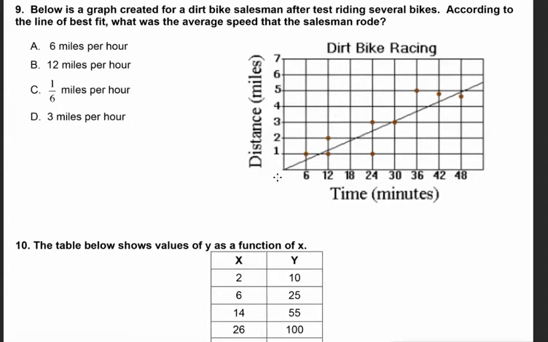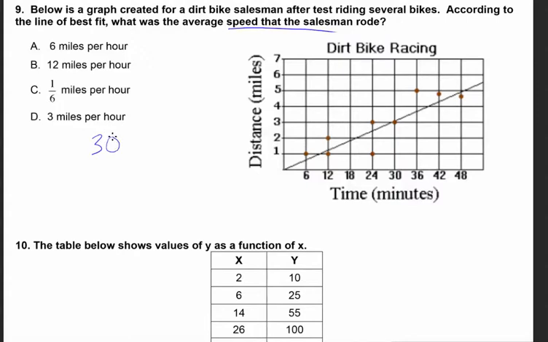Alright, so this is a graph showing how many miles somebody on a dirt bike has gone in how many minutes over time. And we need to find out what the speed was that this salesman was riding. So I'm going to pick 2 points. Here, after 0 minutes, he had gone 0 miles. And then here, after 30 minutes, he'd gone 3 miles. So I can find my rate of change.